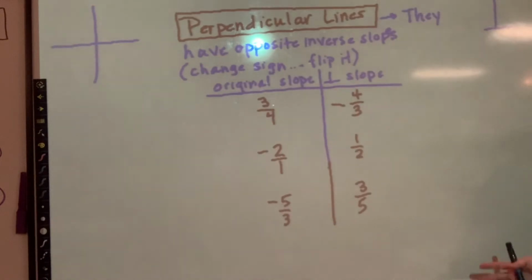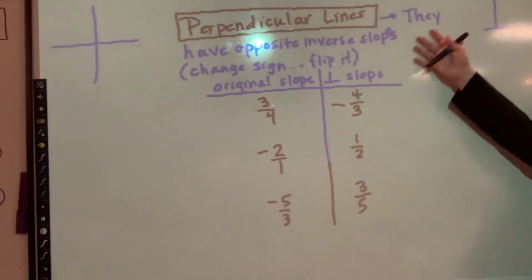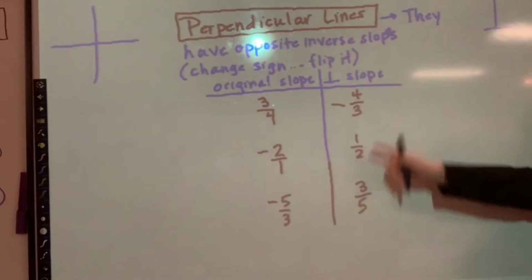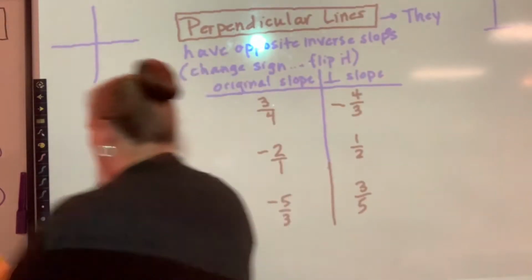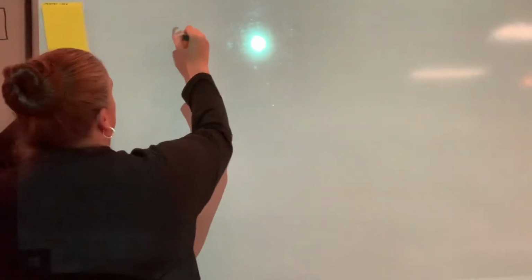So, you're going to have to know all of this. You're going to have to prove that things are perpendicular based on slopes. Okay, so now, where does this come into play with what we're dealing with today? So this is our example.